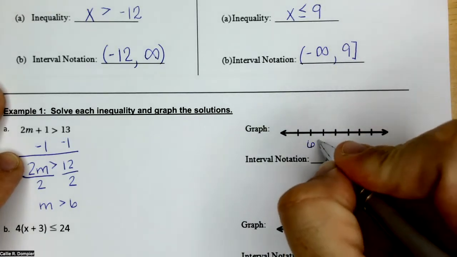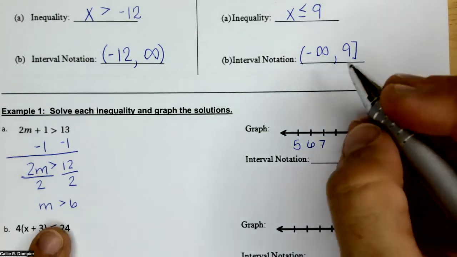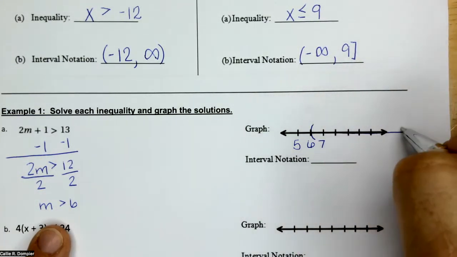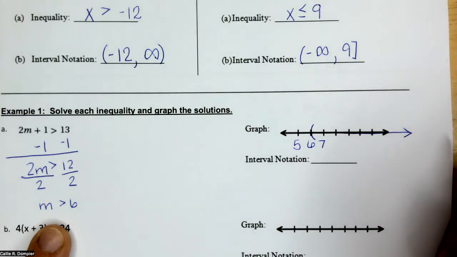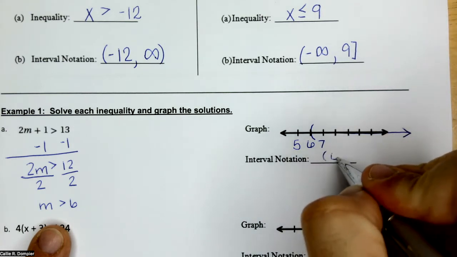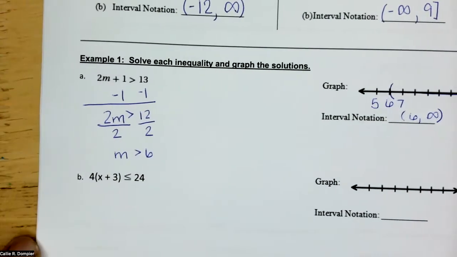So I'll just put 6 on my number line. It's greater than, so that means it's parentheses, not brackets, and then a line going in the direction of greater than or bigger numbers. Interval notation, parentheses, 6, comma, infinity, because it goes on forever.